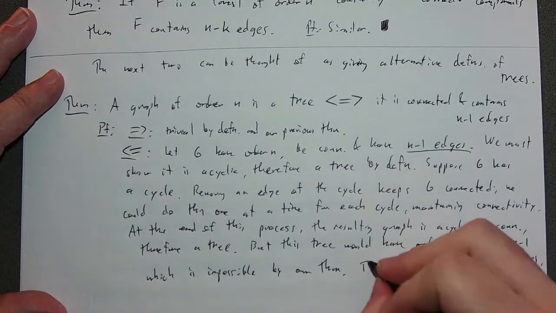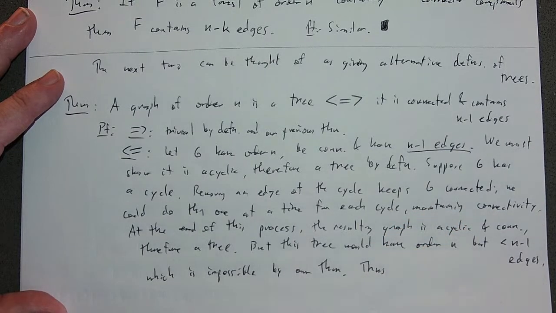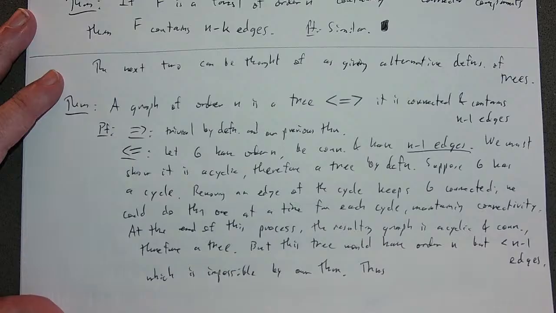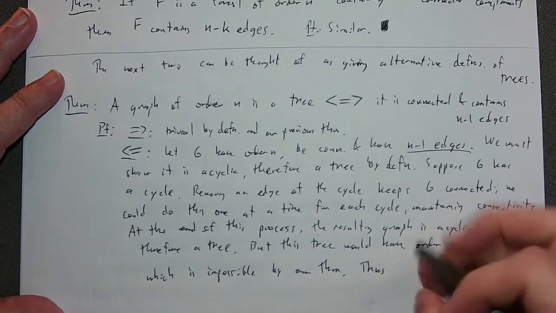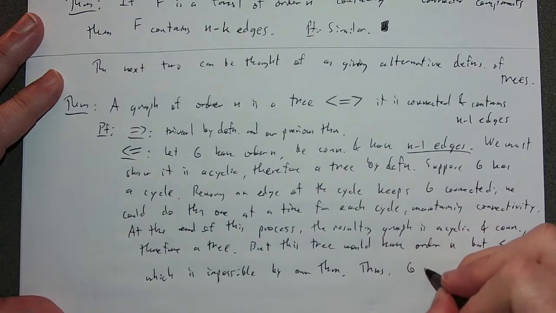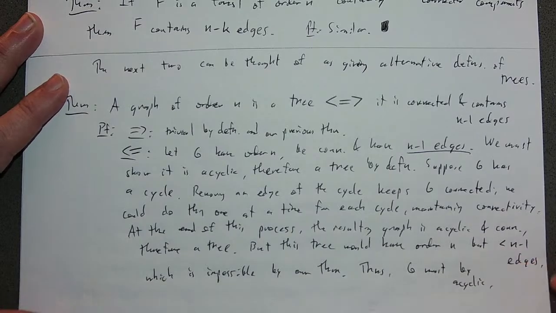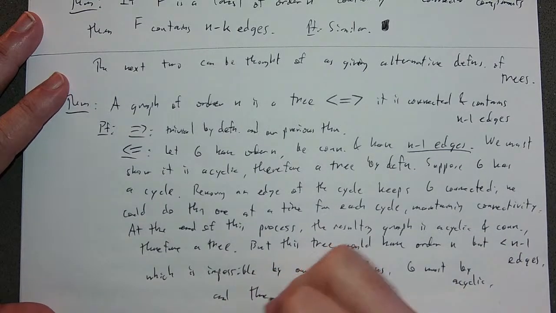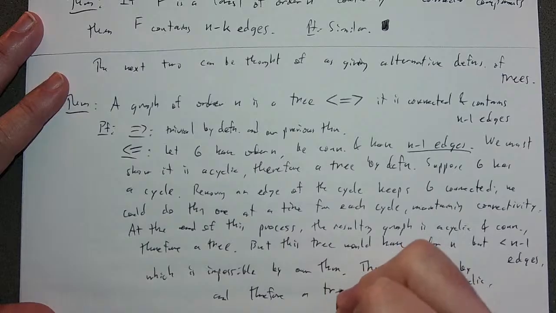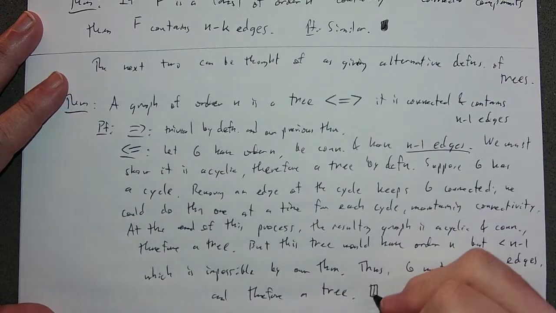Thus, G can't have even a single cycle. If it had a single cycle, I could remove an edge and keep it connected. The vertices are the same, so it has order n, but now would have n minus 2 edges instead of n minus 1 because I took away that one, which violates our tree theorem that a tree of order n has to have exactly n minus 1 edges. So this is impossible. Thus, G can't have a single cycle, which means it's acyclic, and therefore a tree, because it is connected and acyclic.